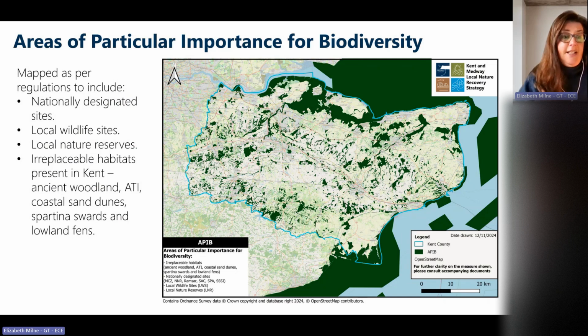Our understanding is it's based on areas of the county that are already afforded some level of protection or some degree of management that results from either the designation or local planning. So this covers our SACs, our SSSIs, our SPAs, our Ramsars, but also our local wildlife sites, our local nature reserves, and also irreplaceable habitats as defined by Biodiversity Net Gain.